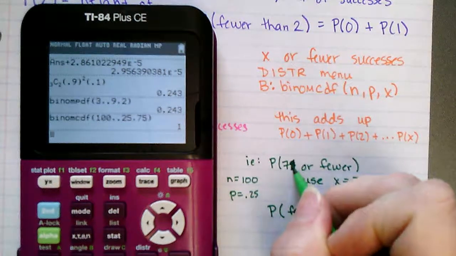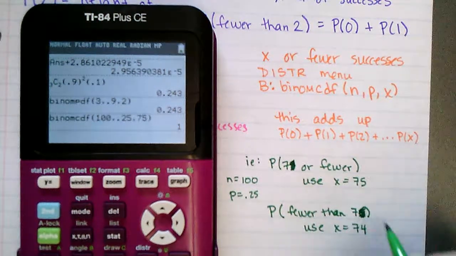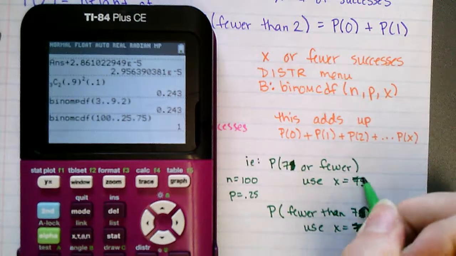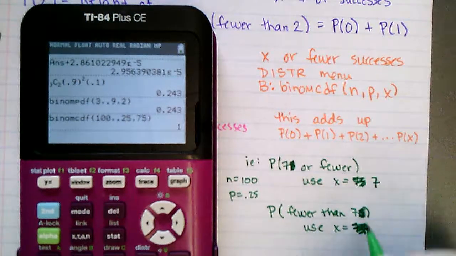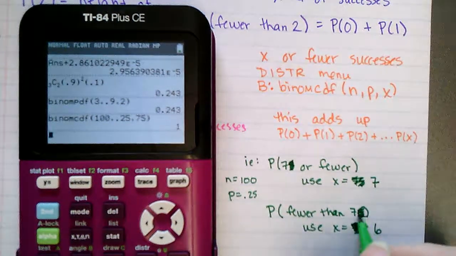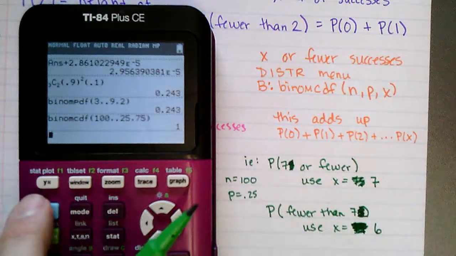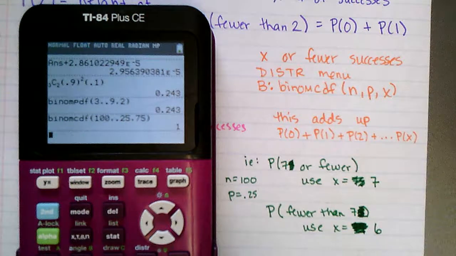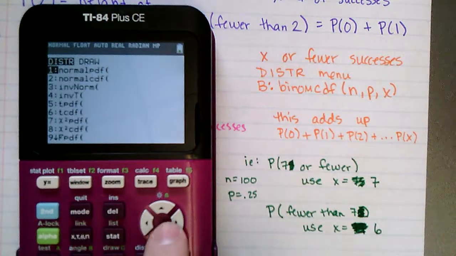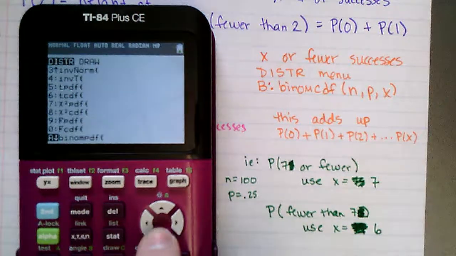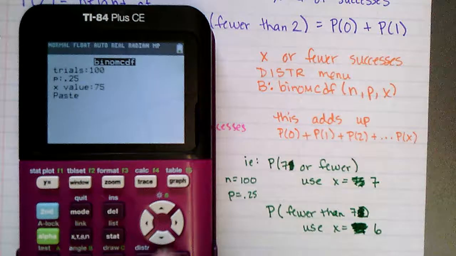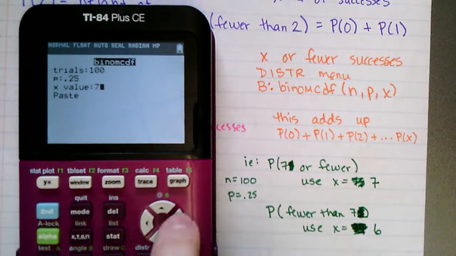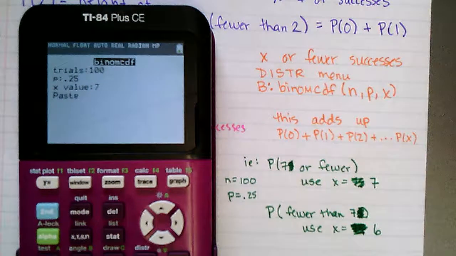Let's go 7. 7 or fewer, fewer than 7. If it's 7 or fewer, then I use X equals 7. If it's fewer than 7, then I would use X equals 6. I didn't realize that was going to come out to be that. So we'll try that again. Second, distribute, go down to B. Now my X value is going to be 7.